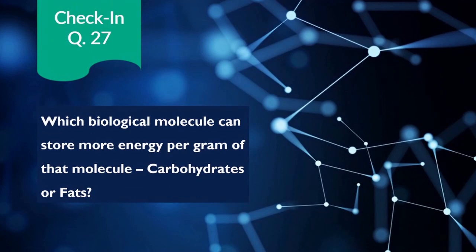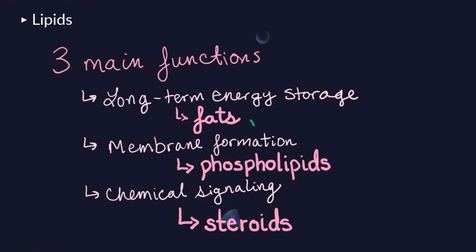So diving into our next check-in, this is check-in number 27, so make sure you're keeping an eye out for 27. Which biological molecule can store more energy per gram of that molecule? Carbohydrates or fats? So that's fats. Now let's move on to discussing phospholipids.